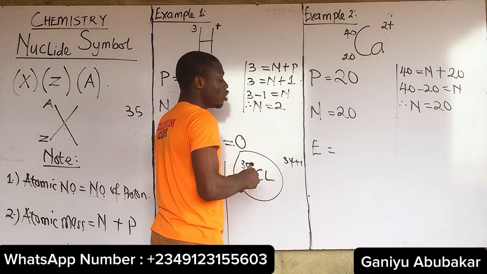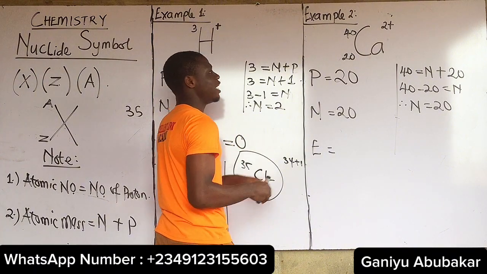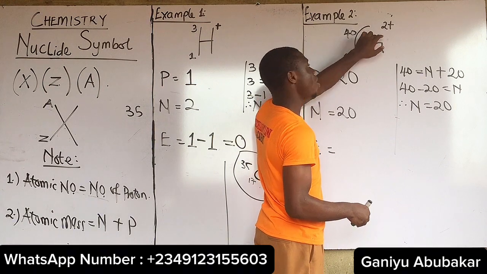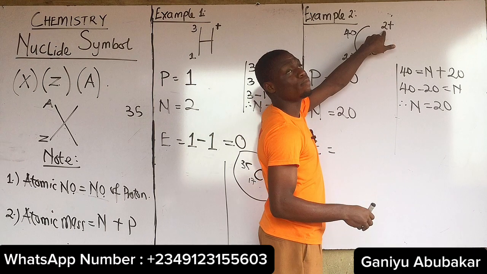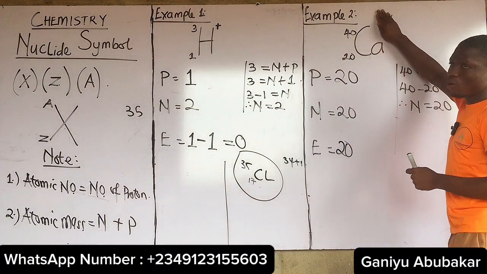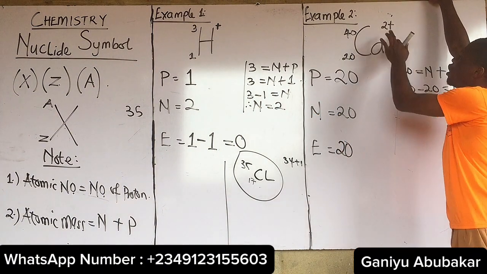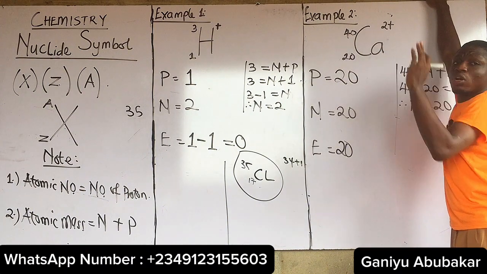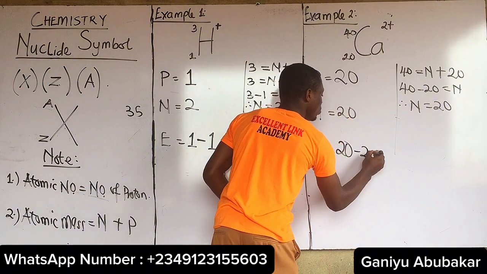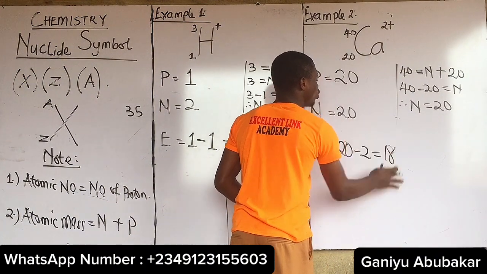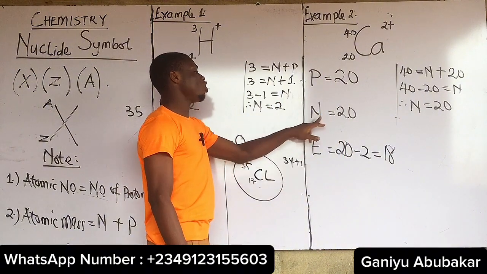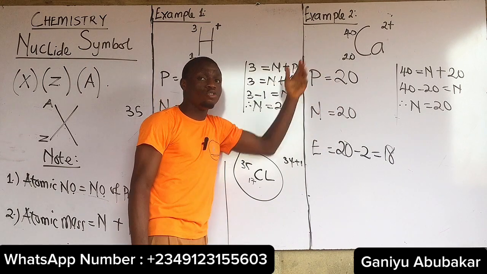Let's get electron. To get electron, what's the idea? Ask yourself, is this a neutral atom? No. Why? If it was a neutral atom, it would be 20. But this one here is having a 2 plus. 2 plus means losing 2 electrons. So I have minus 2 there. That becomes 18. So total electron is 18. Neutron is 20. Proton is 20 for this nuclide symbol here.